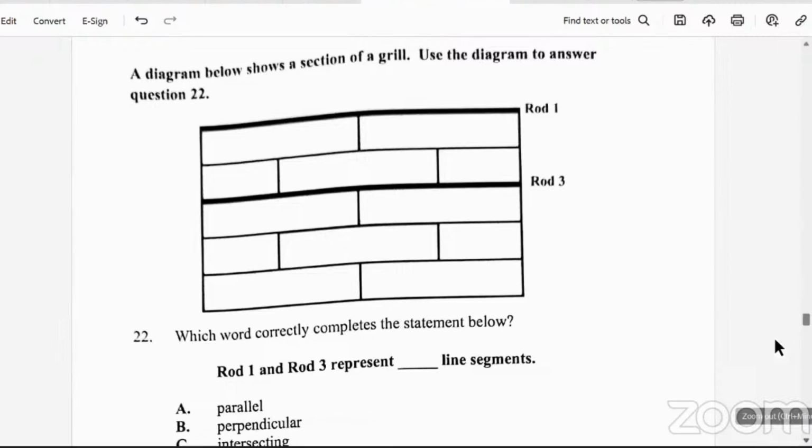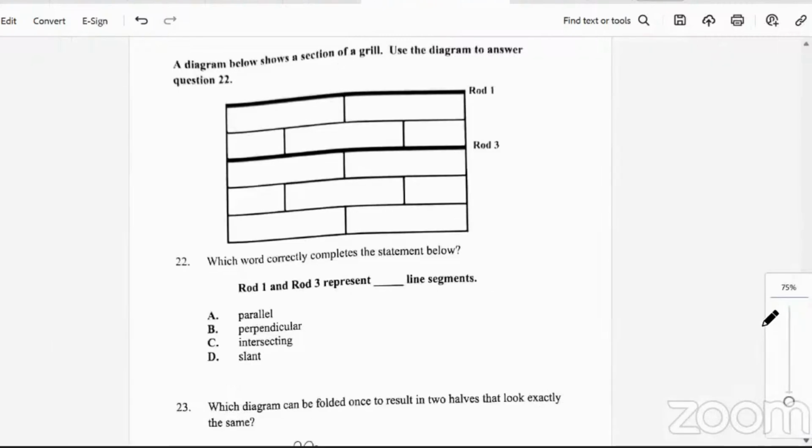Let me make it a bit smaller. It says a diagram below shows a section of a grill. Use the diagram to answer question 22. So we have rod 1 and rod 3 labeled on the grill. Which word correctly completes the statement below? Rod 1 and rod 3 represent blank line segments. Is it parallel, perpendicular, intersecting, or slant?